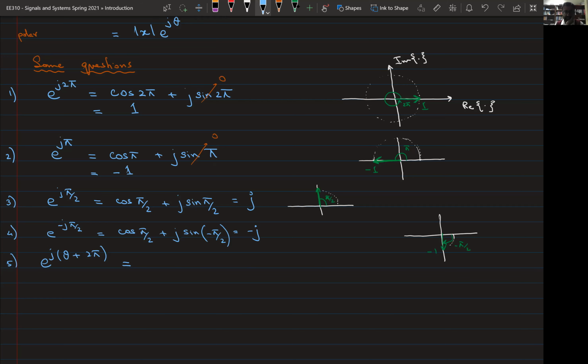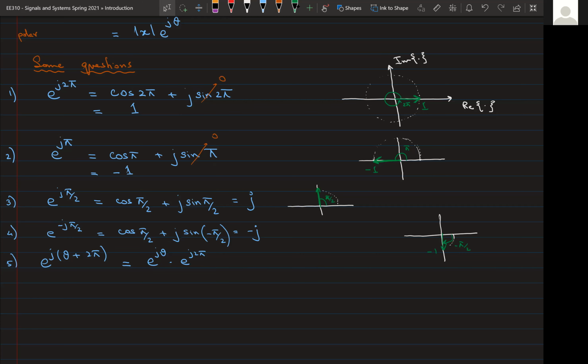Yeah, so what would that turn out to be equal to? It would be the same thing, e raised to j theta. The reason why it's the same thing is because cosine theta is exactly the same as cosine theta plus 2 pi. So that's one interpretation. But let me just expand this here. So this is e raised to power j theta times e raised to power j 2 pi. Isn't that true?